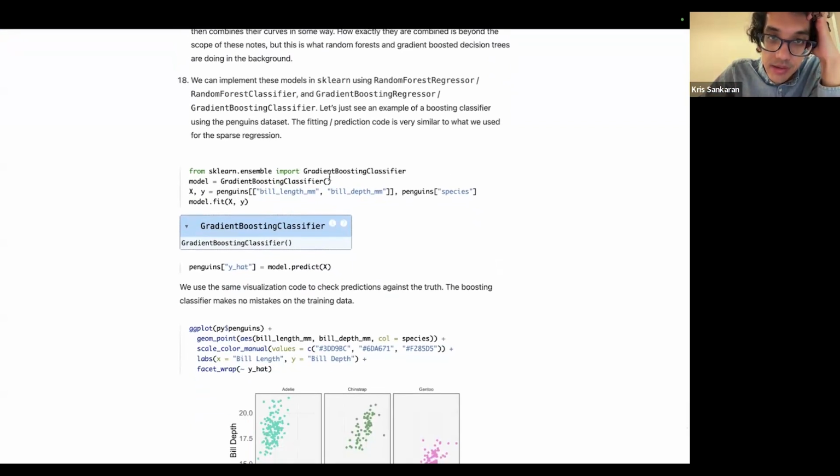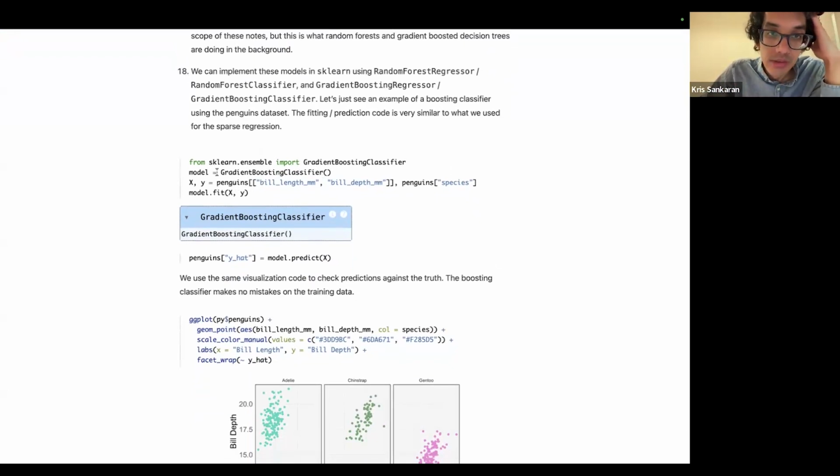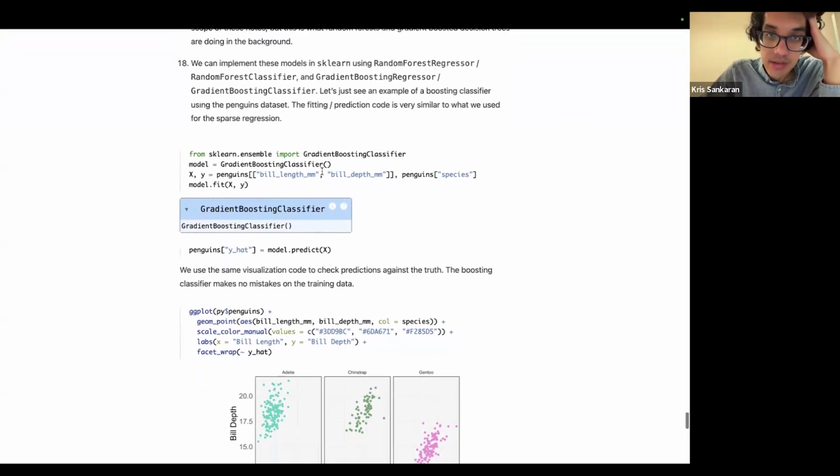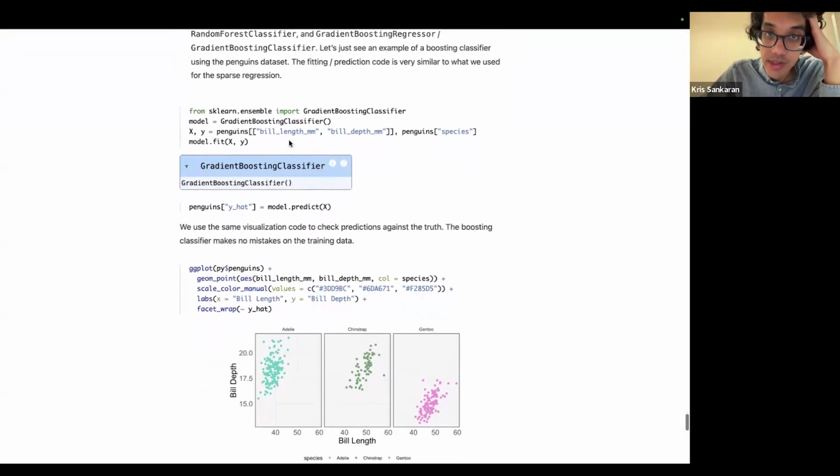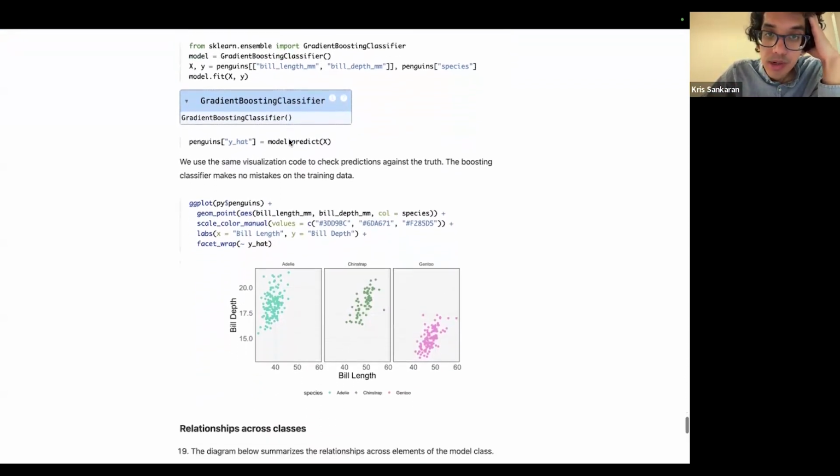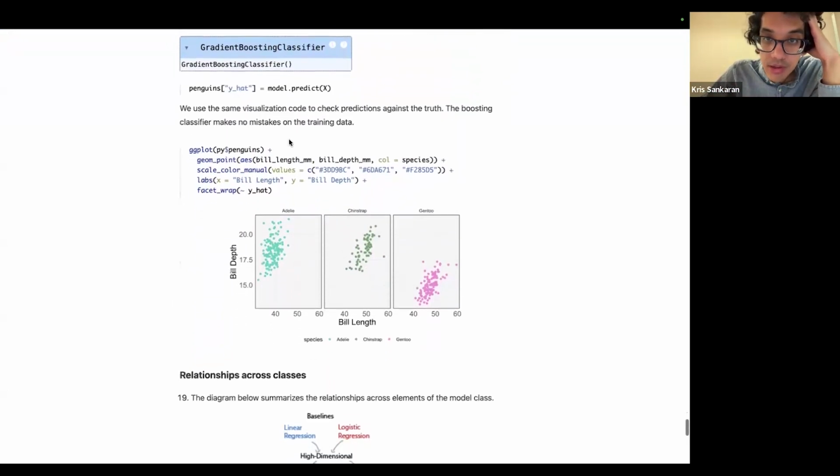So again, scikit-learn. What's nice is that scikit-learn uses the exact same syntax for all the different kinds of models, right? So instead of elastic net or linear regression, I just use gradient boosting here. But otherwise, it's almost the exact same code. And now if I do the prediction, it actually gets perfect training performance here, right? And it's because it doesn't have to draw these straight lines, right?